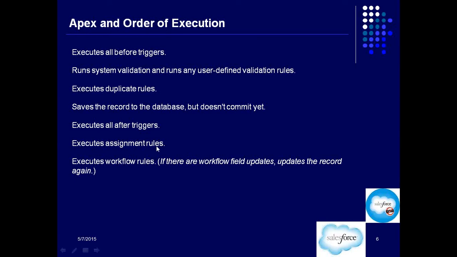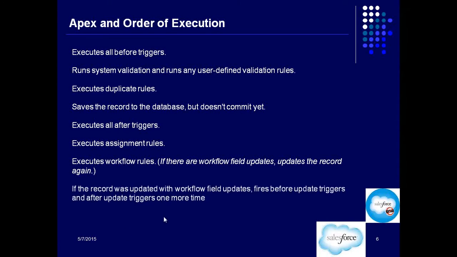So then it executes workflow rules. Now in workflow, we have an option of putting field updates, right? So if there are any field updates, it updates the record, and because an update is happening, your before update trigger and after update trigger will be executed once again. Got it? Which is pretty logical, right?